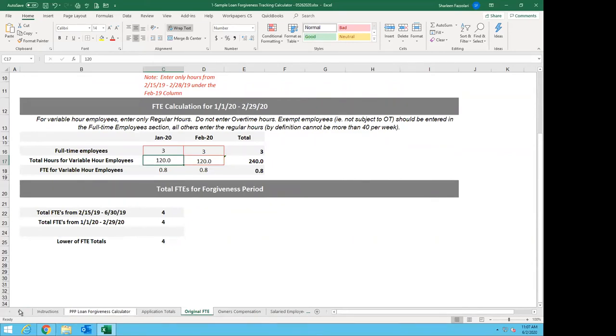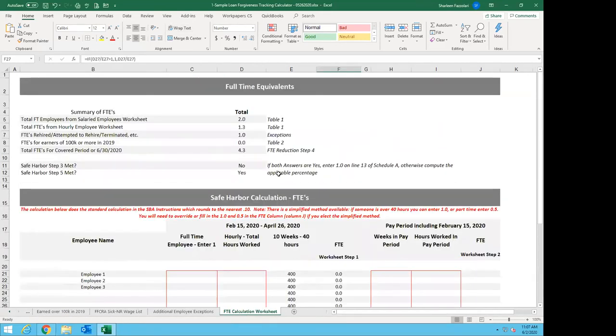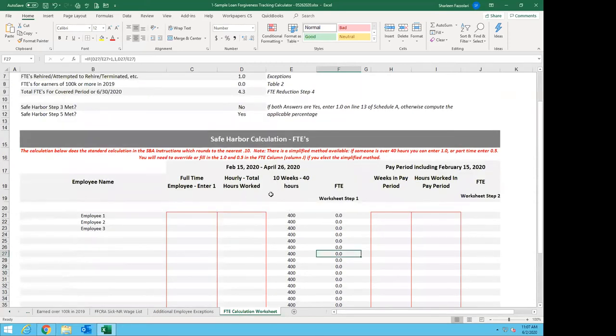The actual calculations for each FTE are in all of these hourly and salary tabs, and then there are those additional exceptions we looked at. There's a full-time equivalent worksheet back here at the very end that pulls in all the calculations from the 8-week period. If you fall short during that 8-week period, there's another safe harbor calculation you can do, where it looks at the period of February 15th to see if you had a reduction in full-time equivalent employees compared to this period, February 15th to April 26th.